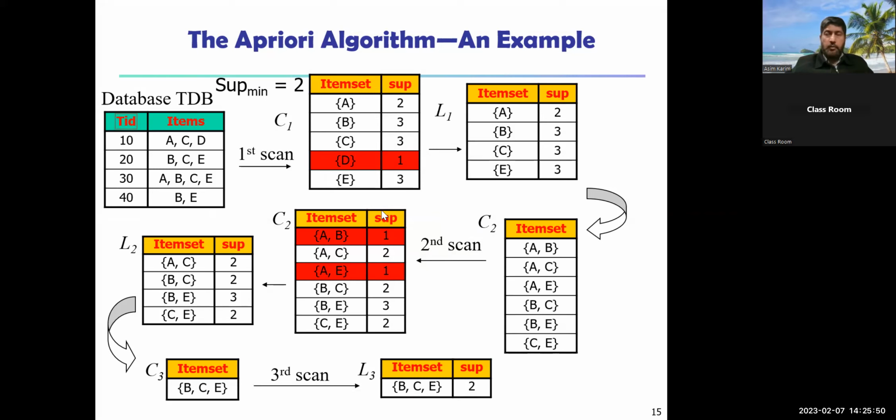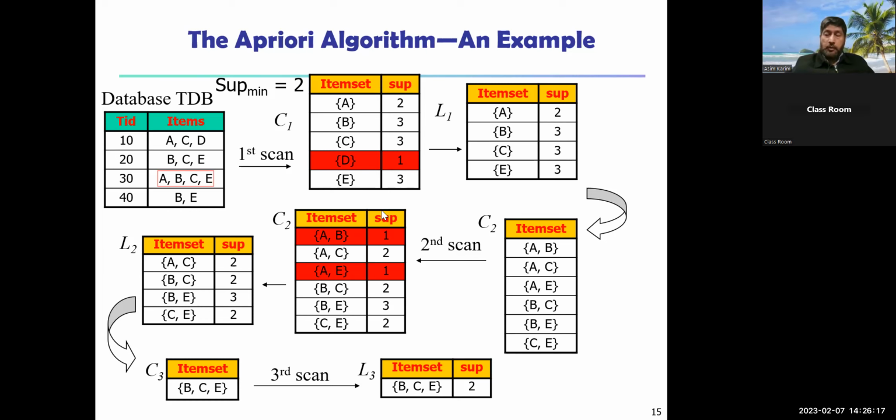So let's say we are given this transactional database. There are just four transactions, and the items in each transaction are listed here. So A, C... so these are the items in the transactions.